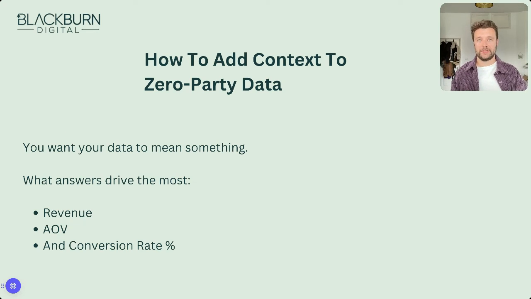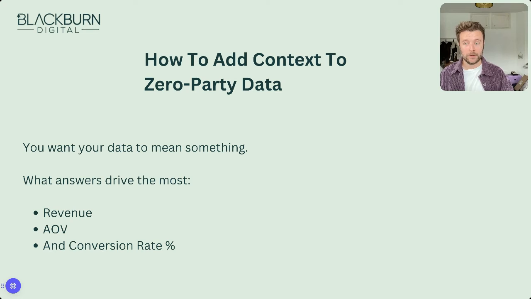Now, last section, how to add context to zero-party data. The best way to summarize this is, all the data that you start collecting, you want it to mean something. You want to be able to see trends. You want to be able to start making strategies based on what people answered. What answers drove the most revenue? What answers drove the most average order value? What answers had the best conversion rate? If you can start understanding all of this, you can tailor it to your Facebook ads, to your Google ads, to your landing page copy to start attracting those higher quality audiences that we mentioned at the start of the video.